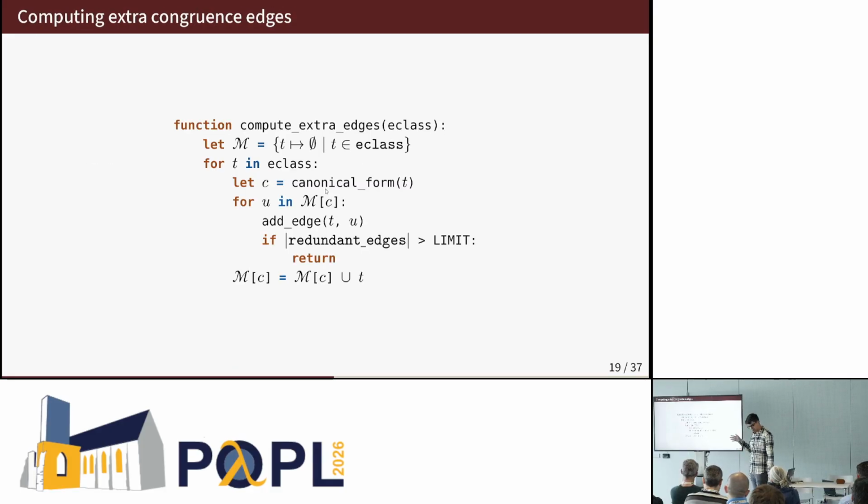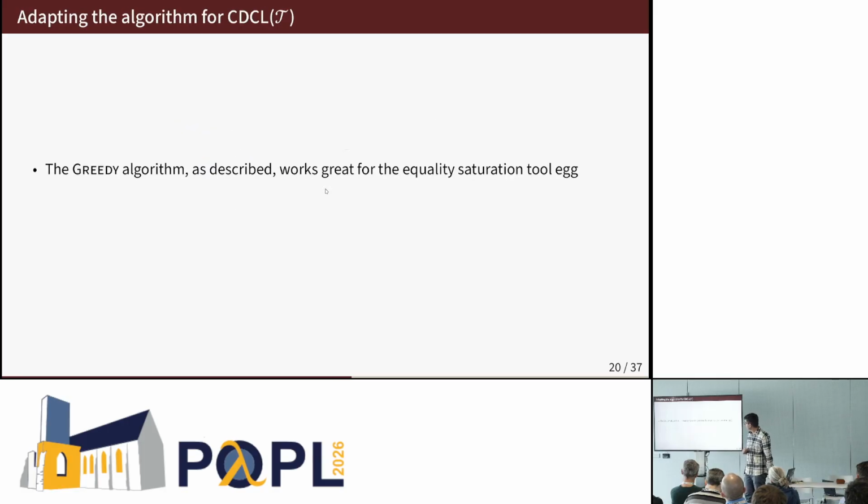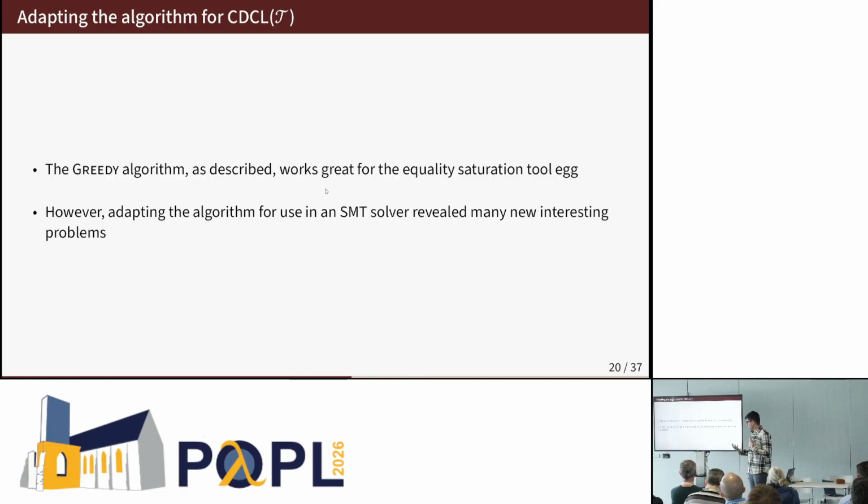I mentioned, and will talk a little bit about this later, that this limit is usually a linear multiple of the number of total edges. So we keep the number of edges in the graph linear with regards to the number of nodes. This algorithm, as described, works great for the application it was developed for, which is egg, this equality saturation tool. However, when we are adapting this algorithm to an SMT solver, there are quite a few interesting, or should I say annoying, challenges.